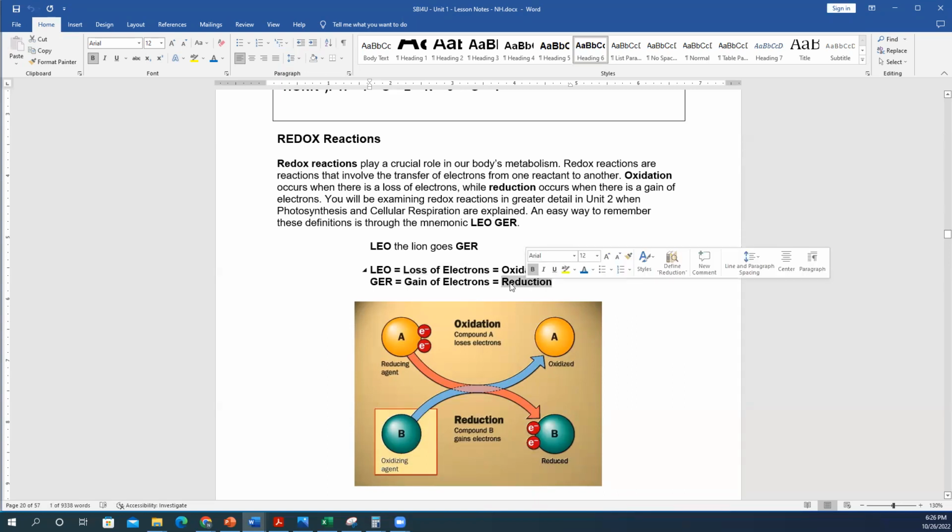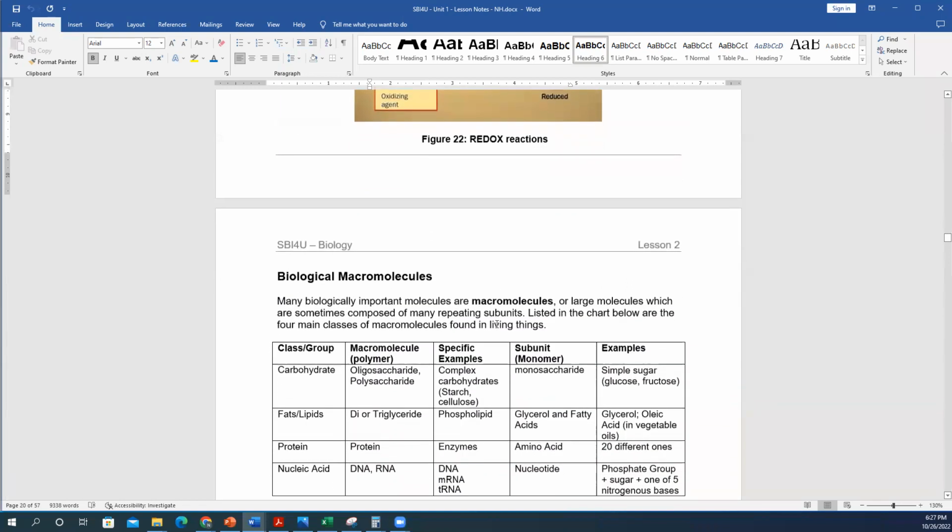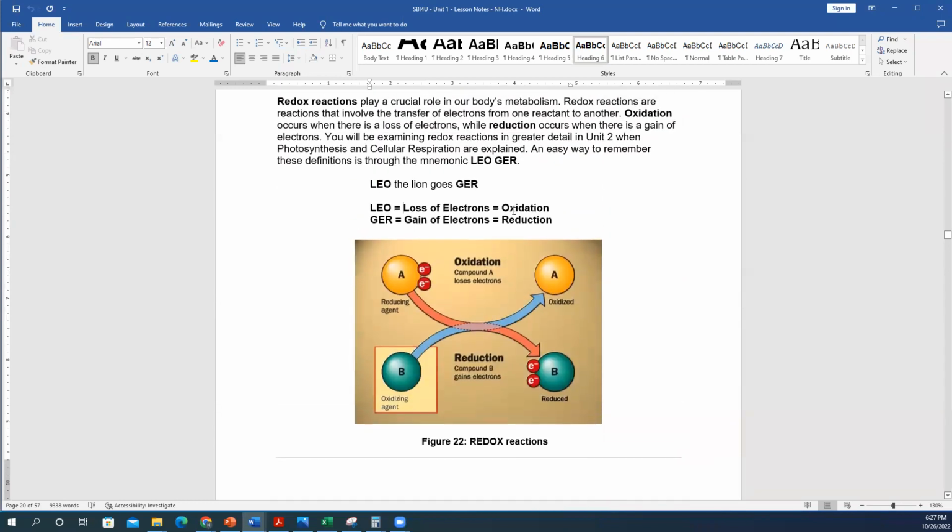Anytime we're talking about reduction, we're talking about a gaining of electrons. And so remembering LEO the lion goes grr helps us remember loss of electrons, oxidation, gain of electrons, reduction, LEO and grr. And we also saw these types of oxidation reduction reactions be very important when we were looking at photosynthesis and cellular respiration.